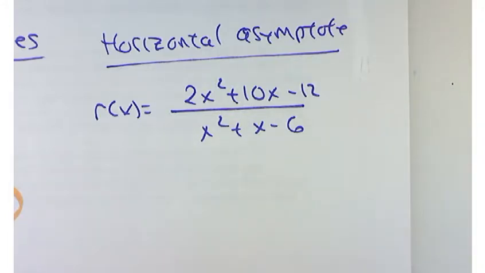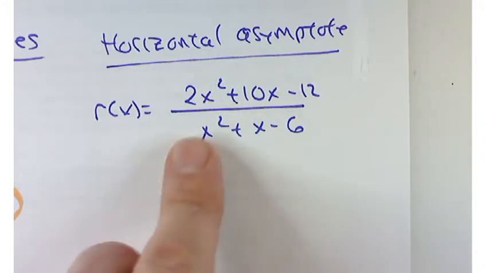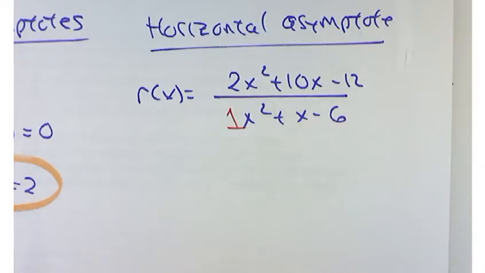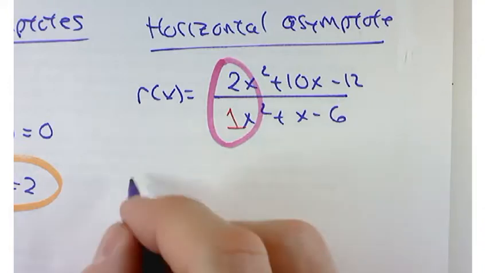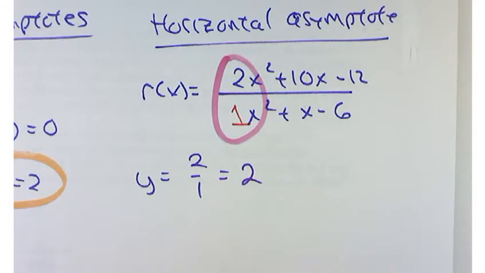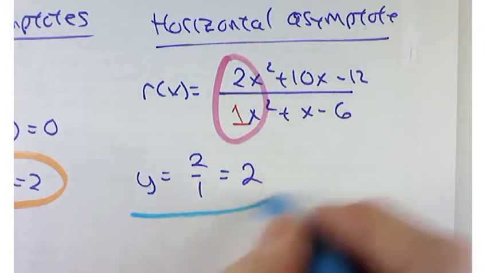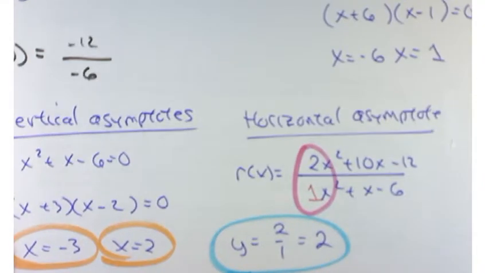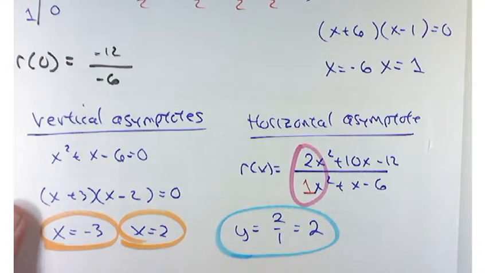Now, even though it's not written, what's understood to be in front of the x squared term? A 1. And it's the ratio of the leading coefficients that represents our horizontal asymptote. So it's y equals 2 over 1, or better yet, just 2. So y equals 2 is the equation of your horizontal asymptote. Wow. A lot of stuff going on in that one. Whew. Deep breath.